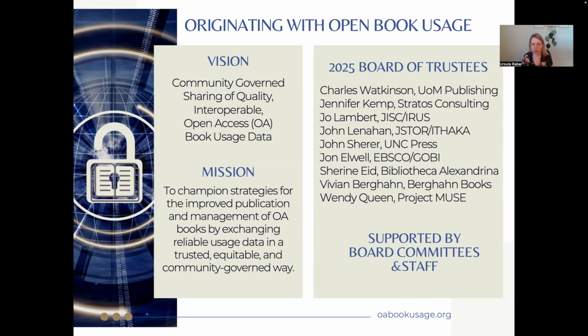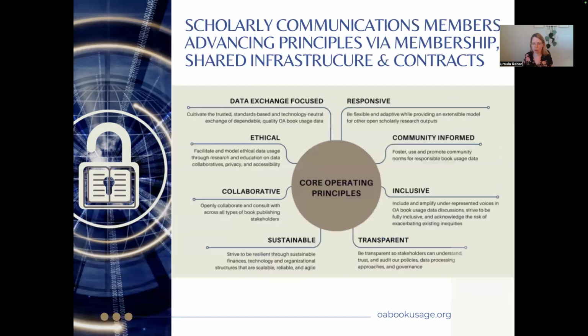We also had a vision established on community governance sharing of quality interoperable open access book usage data, which talks to the mission to champion strategies for the improved publication and management of open access books. We also work to establish our core operating principles that you can see on this screen, that you can read about if you're interested in more detail on our website.